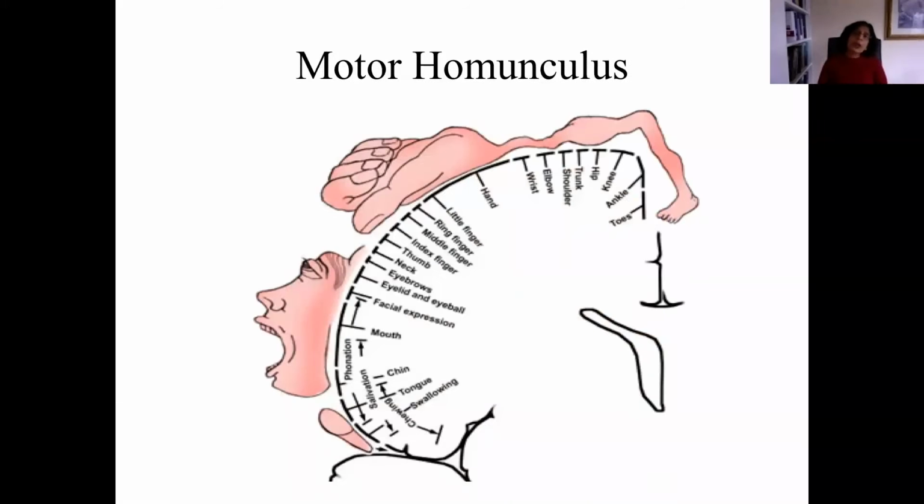And another important thing for you to know here is that the right side of the body is all processed on the left part of the cerebral cortex, the left cerebral hemisphere.